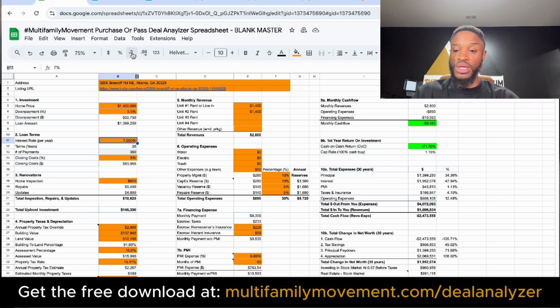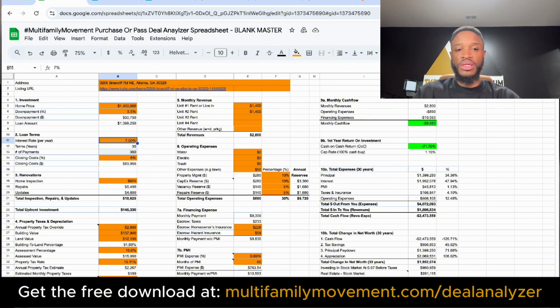The next number we need to know is actually the interest rate. And the way we get the interest rate is we actually go to our lender. We say, look, I found a property that I'm interested in and I want to get pre-approved for that property. And based on my credit and things of that nature, how much will you loan me, right? Credit and income, how much will you loan me? And what is the current interest rate?